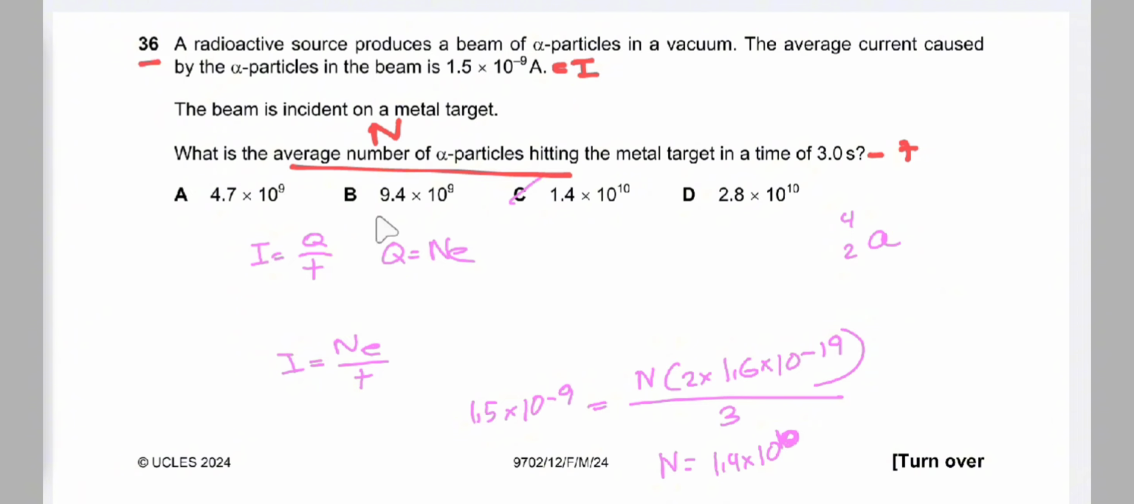To solve this question, we need to know two equations: current is equal to charge by time, and Q is equal to Ne, where e is the elementary charge. So we replace charge by Ne, giving current is equal to Ne by time. We know the current and the time, and we need to find N, the number of alpha particles. E is 1.6 × 10⁻¹⁹ coulomb, and since an alpha particle contains two protons, there are two elementary charges.